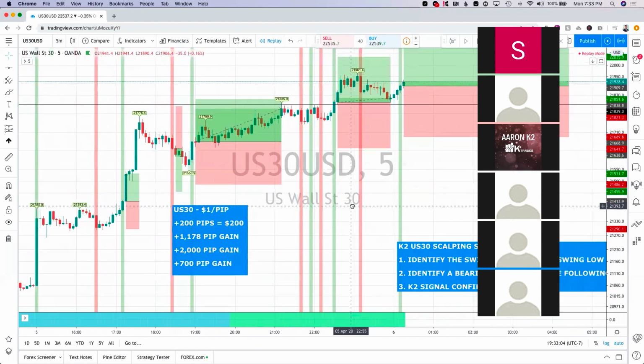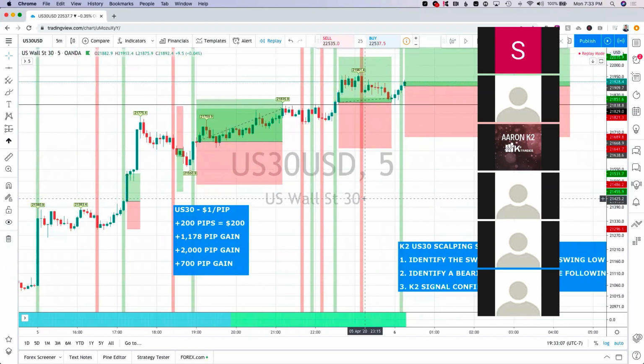But if you don't understand price action, then I don't recommend that you use this strategy, because this strategy is based on price action.